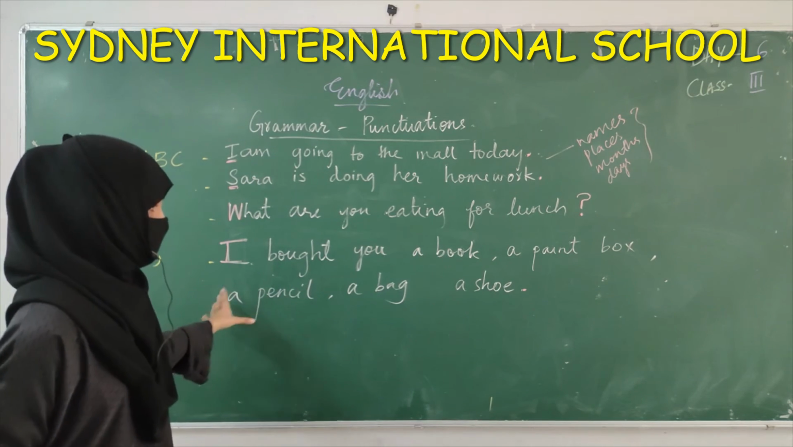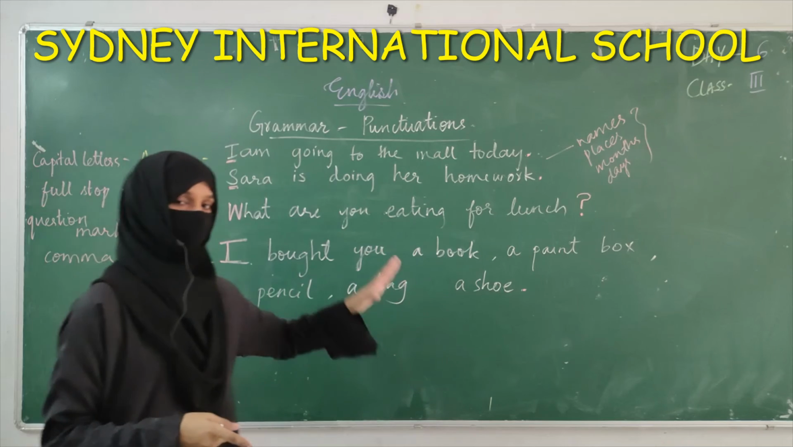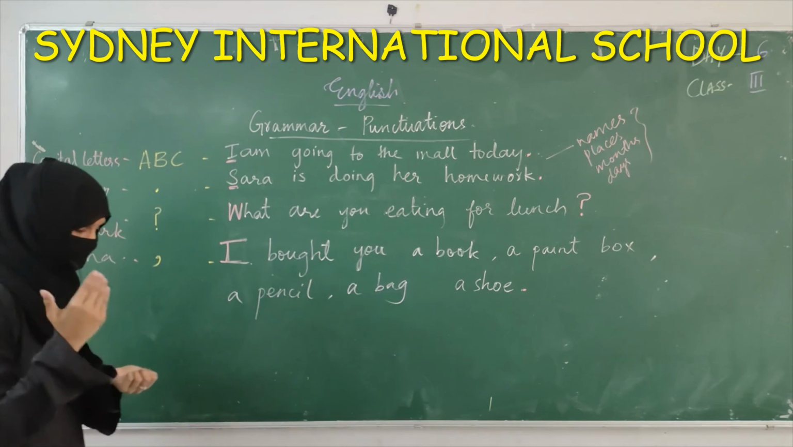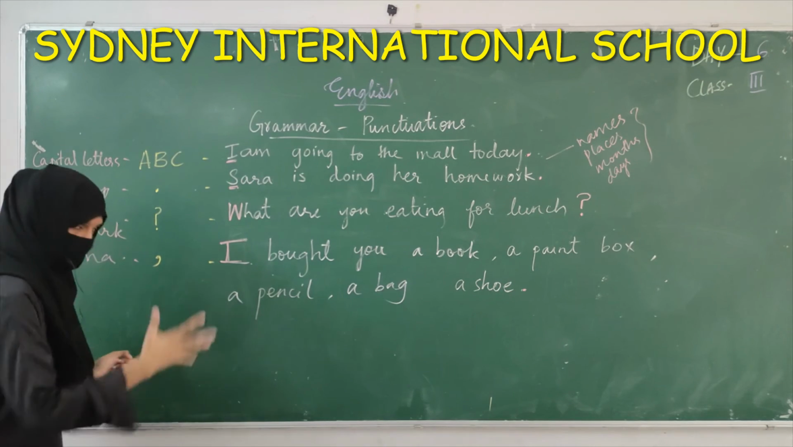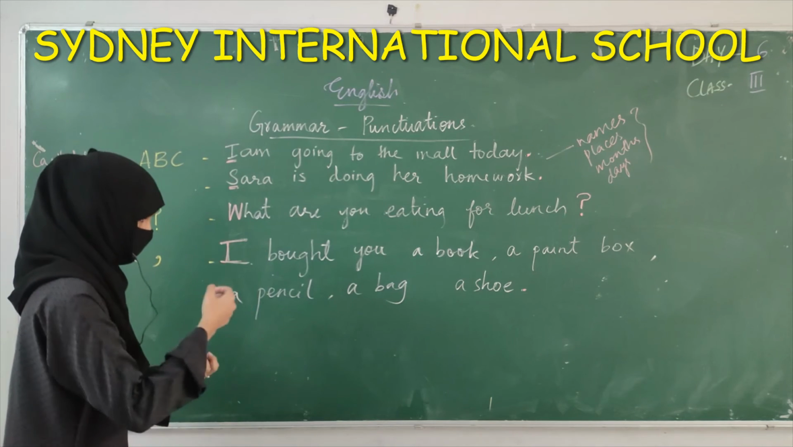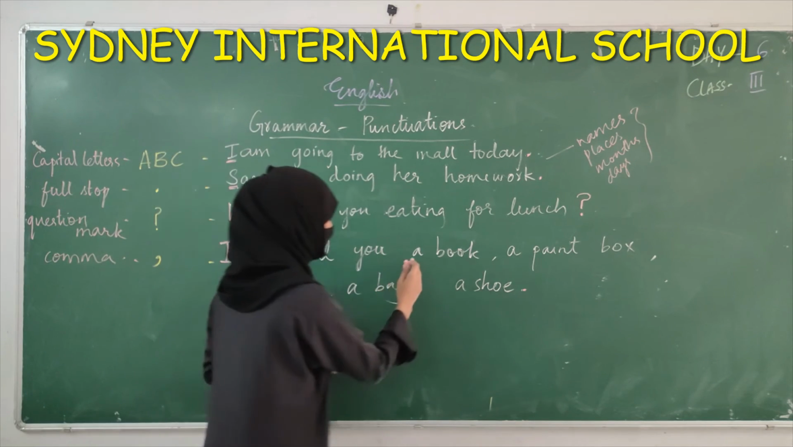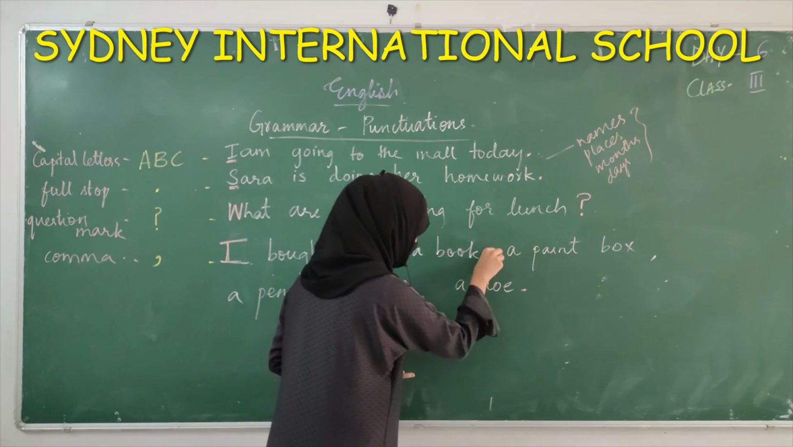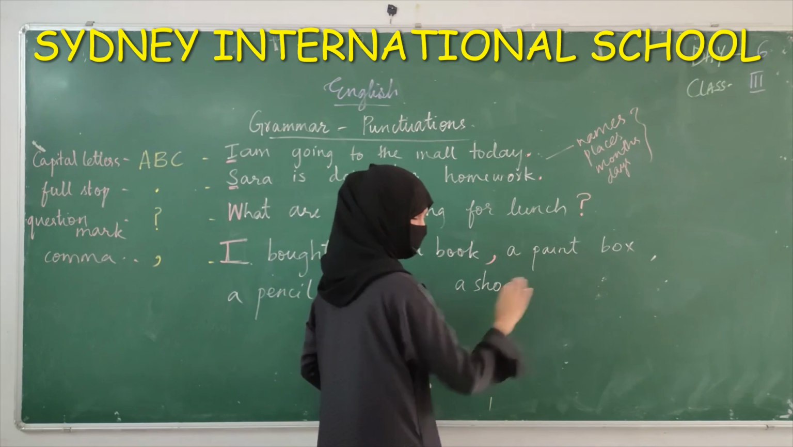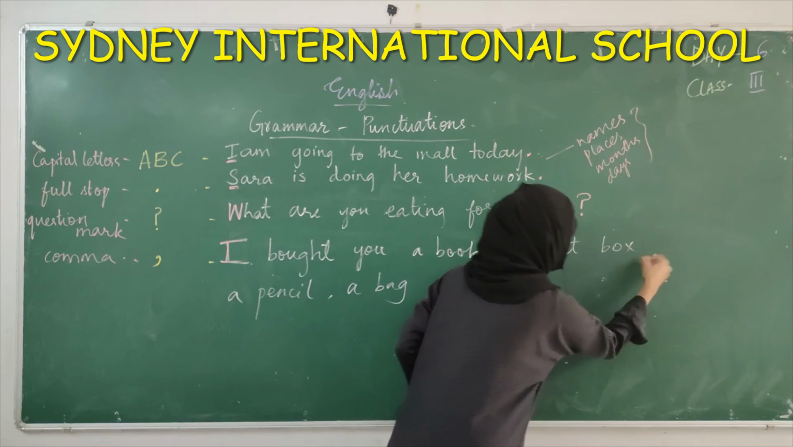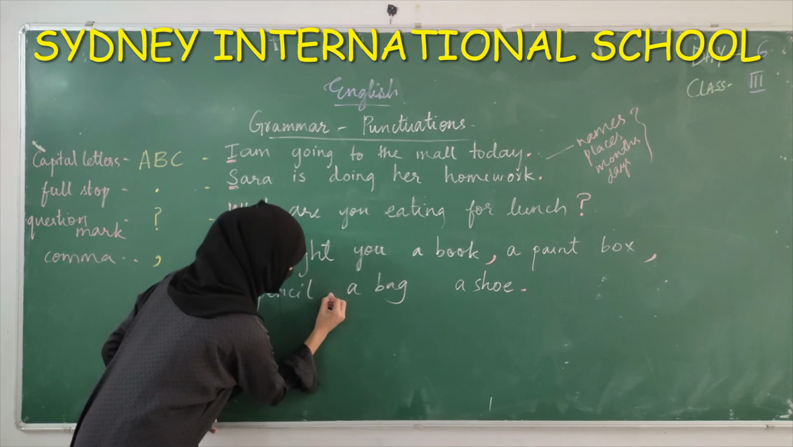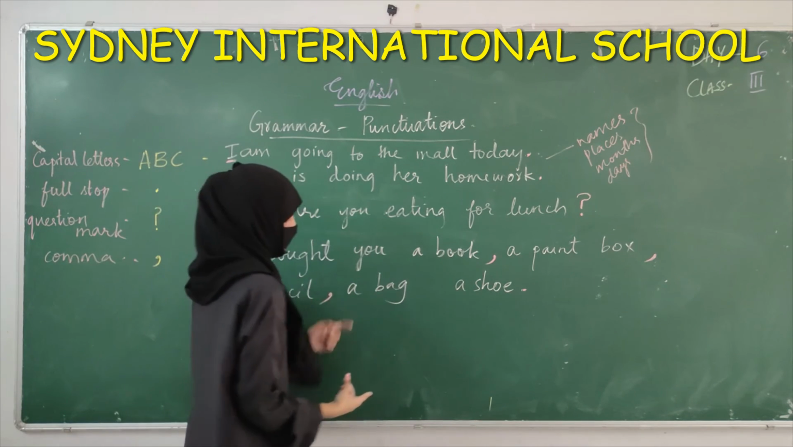Now, these 5 things, we can't write them together. We have to separate those things with a comma. Okay? Because it is a list. These are the things I brought, 5 things. So when you are writing a list of things, you will put a comma after everything. So here, a book, first thing done, we'll put a comma. Second, a paint box. Paint box is another thing, we'll put a comma. Next, a pencil. Pencil is another thing, we'll put a comma. A bag and a shoe.